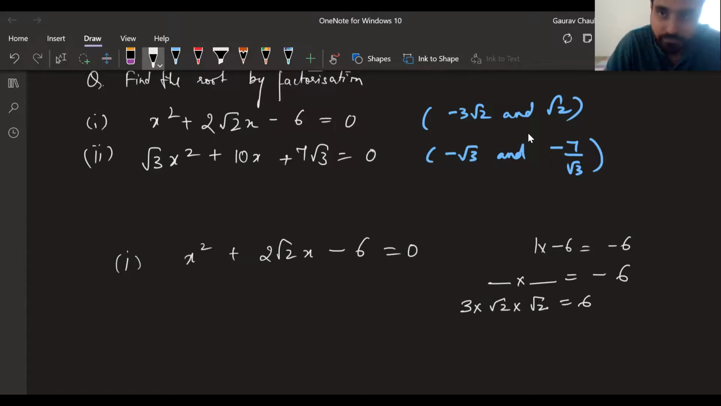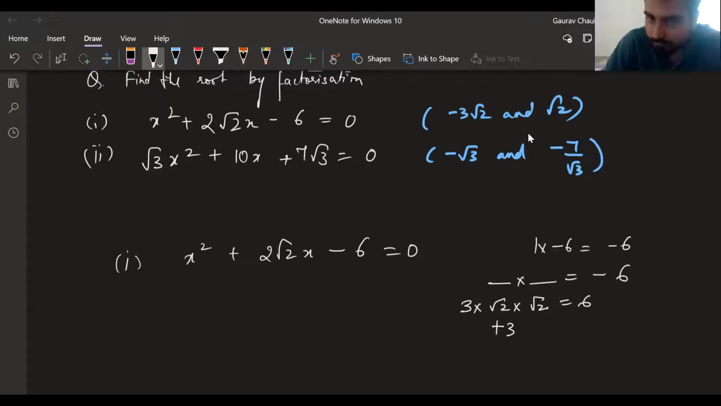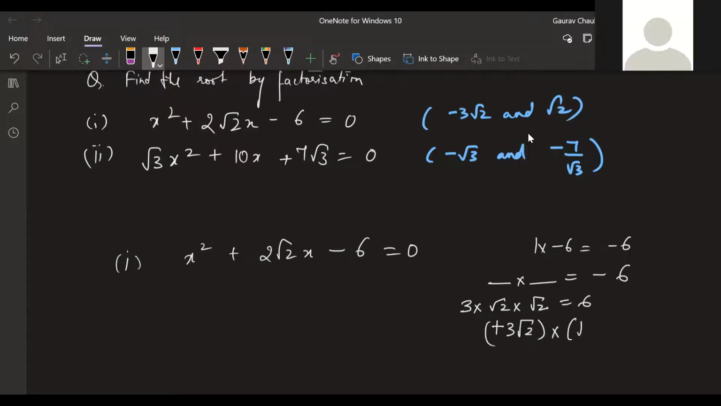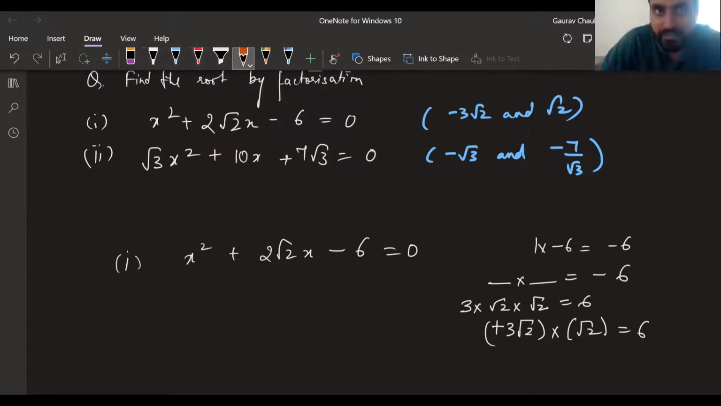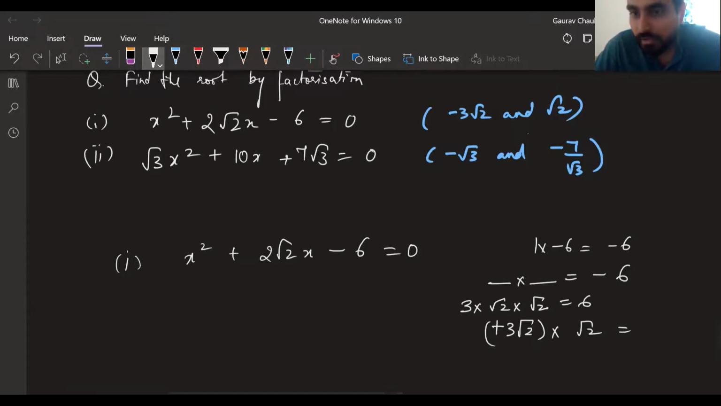So what's your brain telling you, Riza? Sir, because the middle term is plus, I'll put 3 root 2 as plus, and minus root 2 into root 2 is 6, sir. And even if we subtract that, root 2 is nothing but 1 root 2, no, sir. So you are taking the second term as minus, right? Yes, sir. Okay.